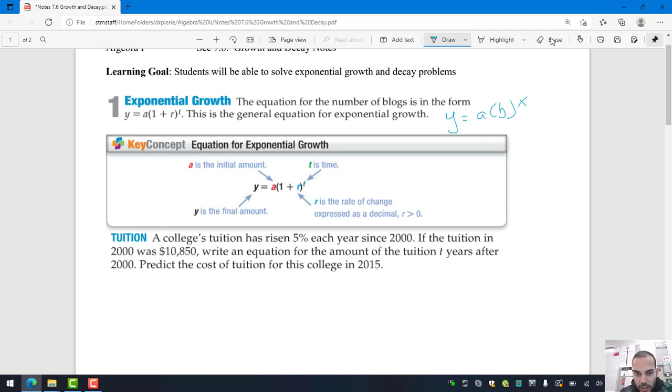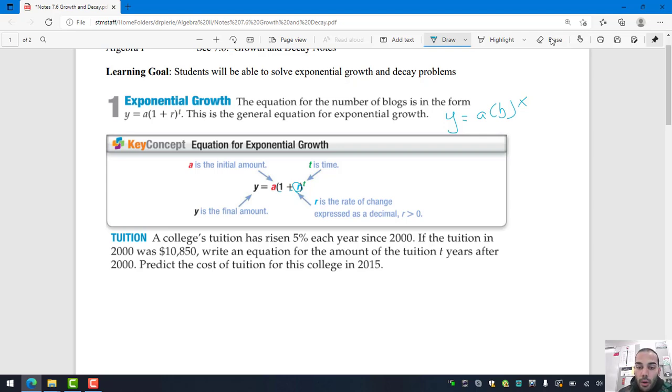But the key difference here is that instead of calling the number in parentheses b, we're going to break it down into two different pieces. There's going to be a 1, and then we're going to add r. Whenever you're dealing with exponential growth, you can break down this number b into two different pieces. It's always going to start with a 1, and then we add what we call the rate of change. The rate of change is the rate at which the expression is increasing, the rate at which it's growing.